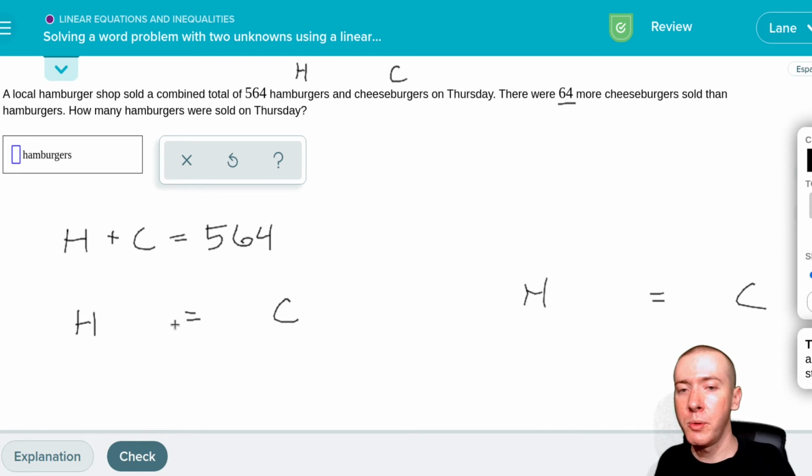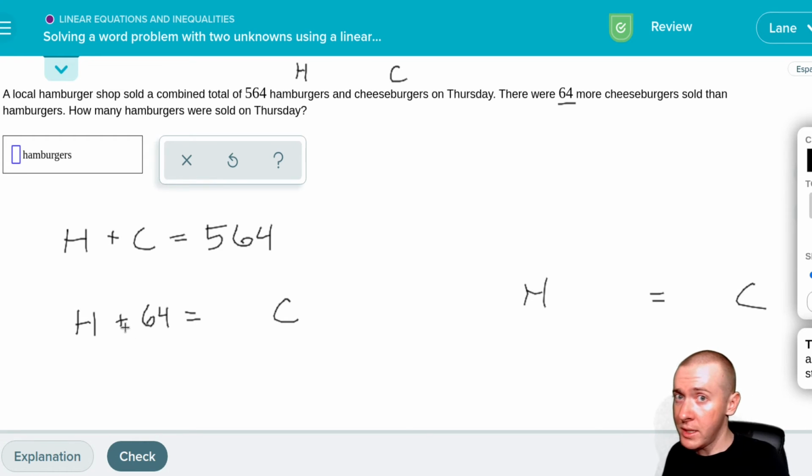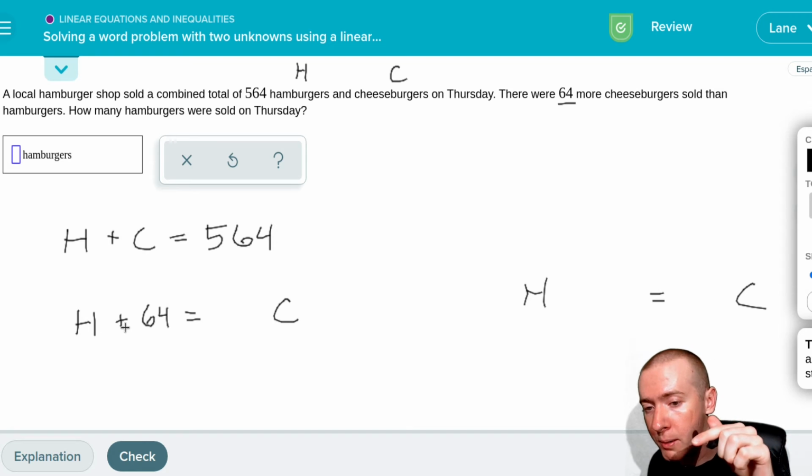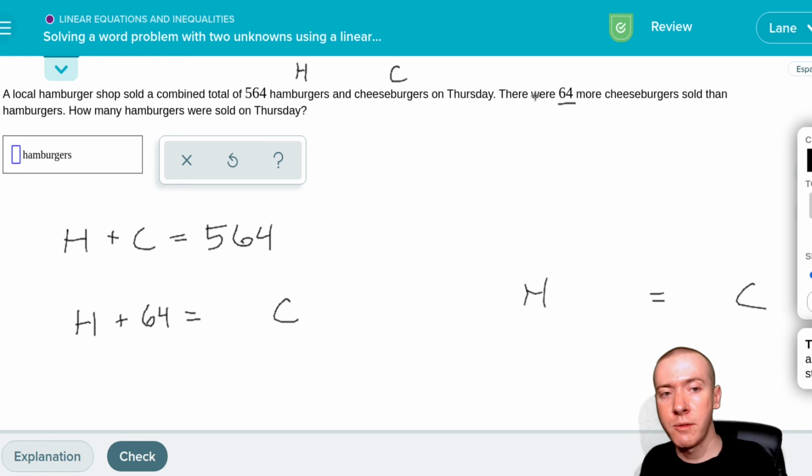One way to set it up would be to say, okay, there were 64 more cheeseburgers. That means the number of cheeseburgers is bigger than the number of hamburgers, right? So if we add 64 to the number of hamburgers, and it's equal to the number of cheeseburgers, that means that there are more cheeseburgers. I hope that makes sense. For example, if there was 1 hamburger, then there would be 65 cheeseburgers. And this would reflect the information in that sentence, that there were 64 more cheeseburgers.